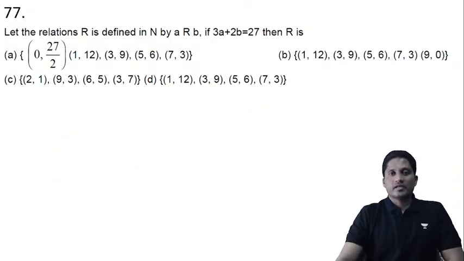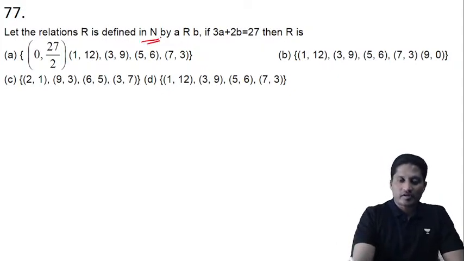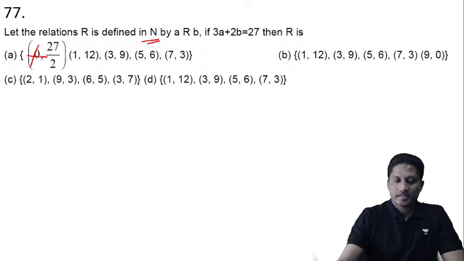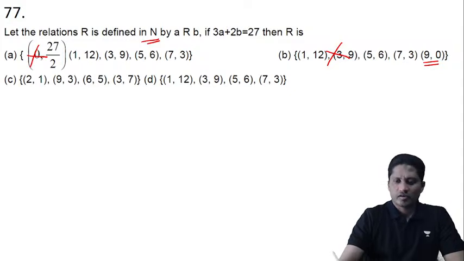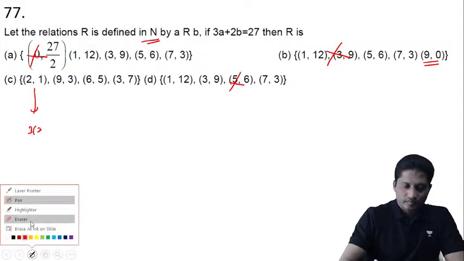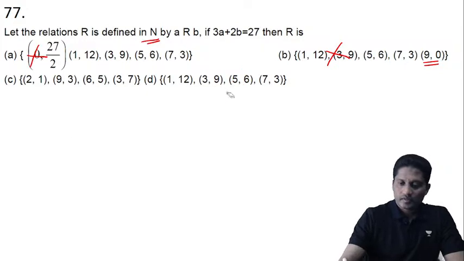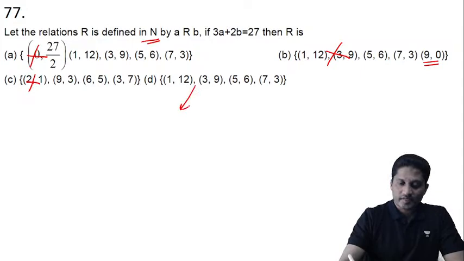Okay, again 21, 3a plus 2b is equal to 27. What's the relation? It's given in the question, relation on natural numbers. It cannot be 0 here. It cannot be 9 comma 0. Reject the first two. Okay, now let me check which will satisfy. 3 plus 36 cannot be, this will not satisfy, but these numbers will satisfy. 3 into 2, no. This will not satisfy. 2 into 1 doesn't satisfy, but these numbers will satisfy.